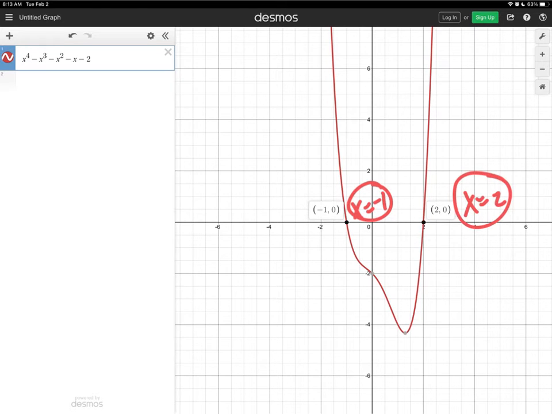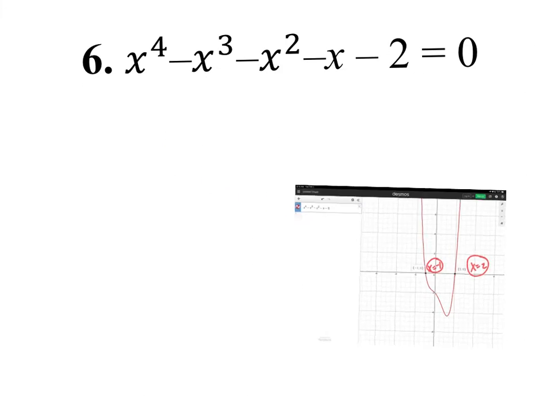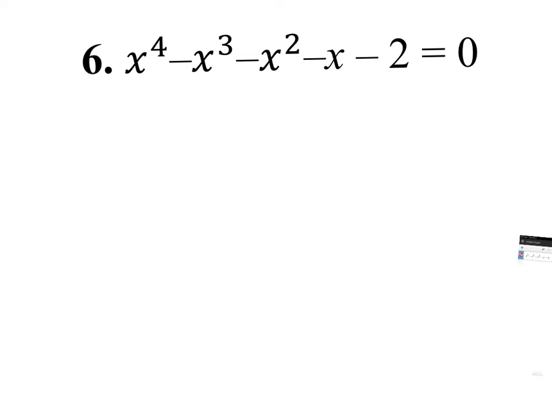So we know that both of those are answers. I'm sorry about that. We know both of those are answers. So let's go back over here. We know that negative 1 and positive 2 are answers. Let me write that down. X equals negative 1, that's one answer. X equals positive 2, that's another answer.